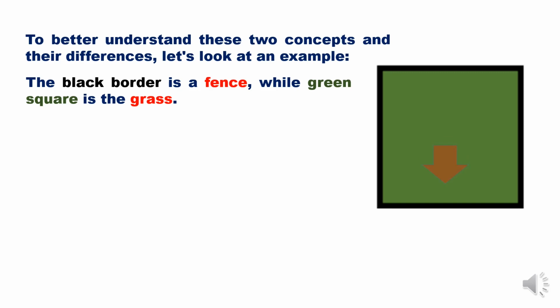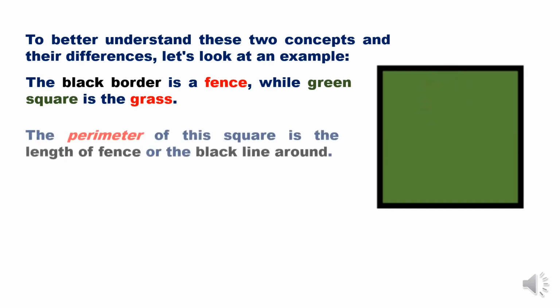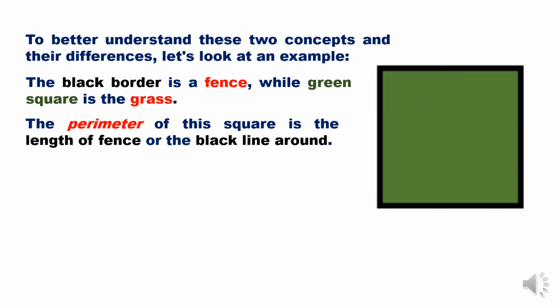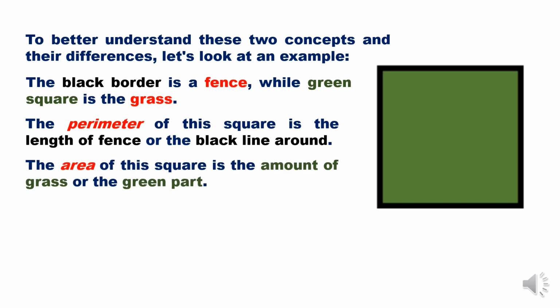The black border is a fence, while the green square is the grass. The perimeter of this square is the length of the fence, or the black line around. The area of this square is the amount of grass, or the green part.